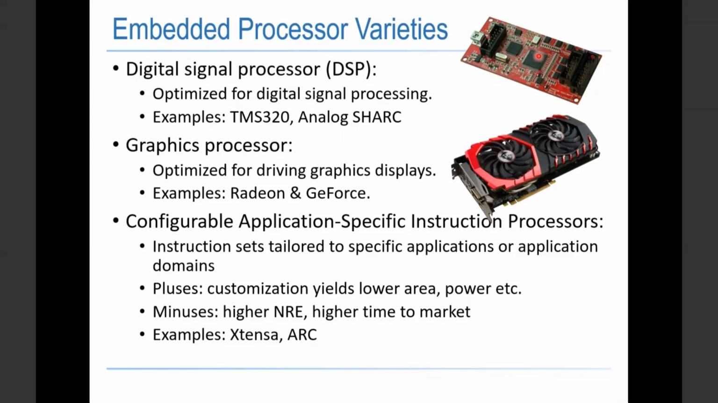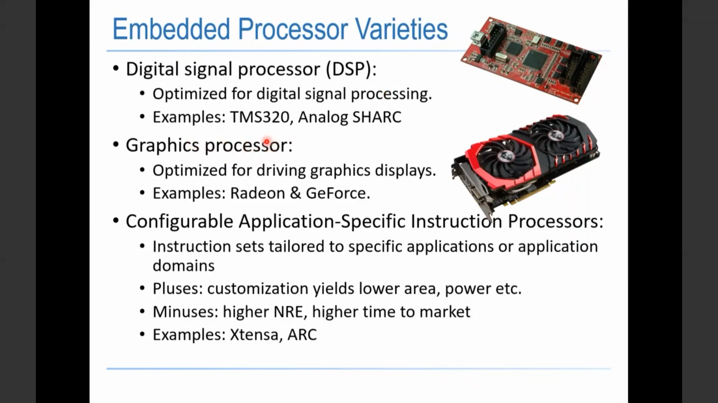The TMS320 chip here is used to do the circuit, to amplify the signal, and to do the filtering. So anything regarding signal processing will be done inside this processor here. Then we have the graphic processor.